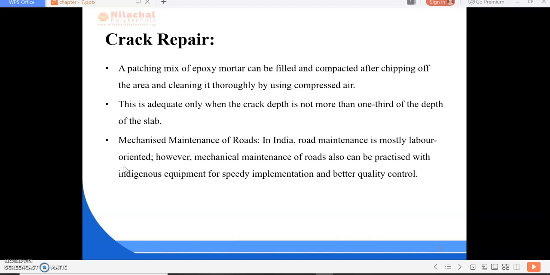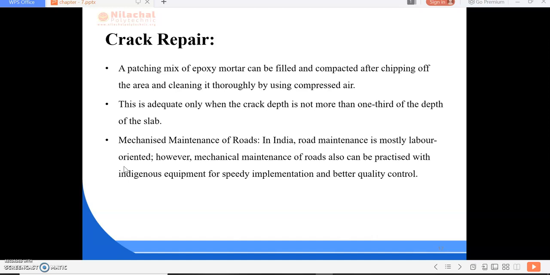Mechanized maintenance of roads. In India, road maintenance is mostly labor oriented. However, mechanical maintenance of roads can also be practiced with indigenous equipment for speedy implementation and better quality control. The cracks in cement concrete roads can be divided into two categories: one is structural crack and the second is temperature crack.